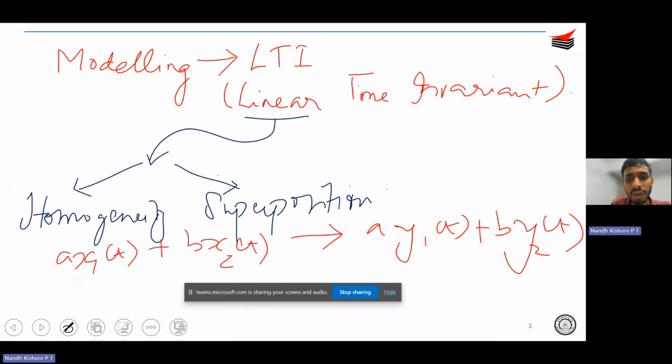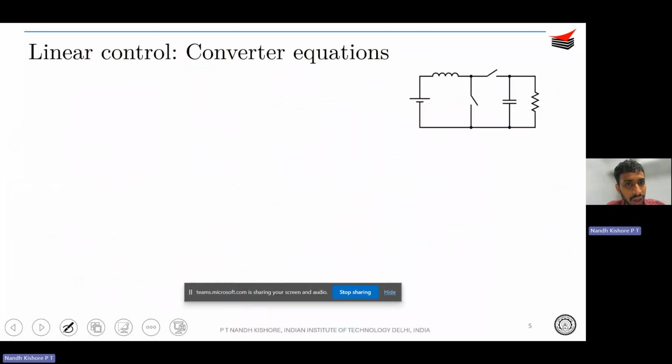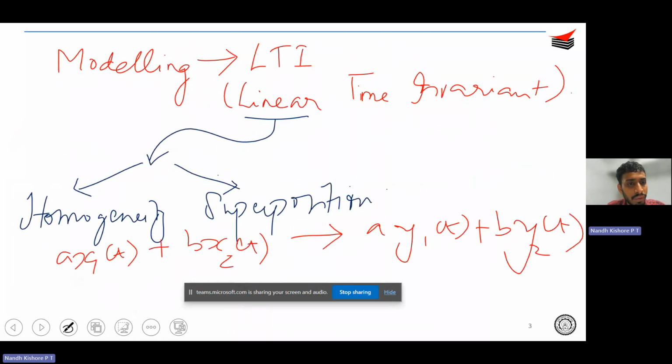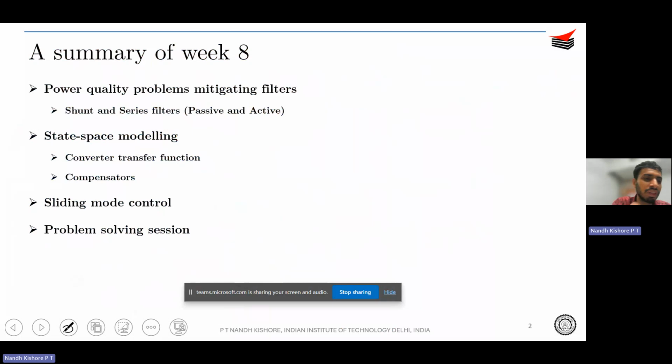And of course, you understand what is known as time invariant, right? That is, it should not be a direct function of time. So that's the idea over here. So you have linear time invariant systems. With this approximation, we will go into a bit of state space modeling.